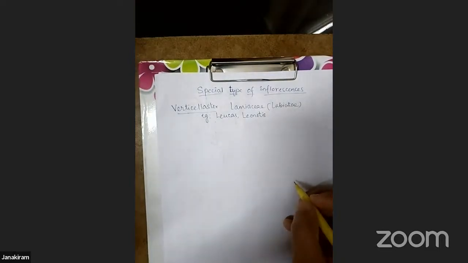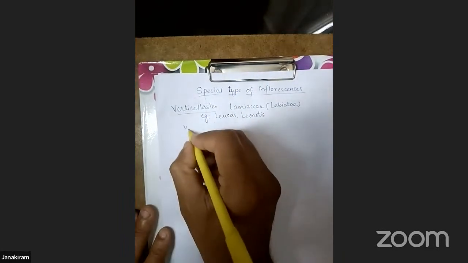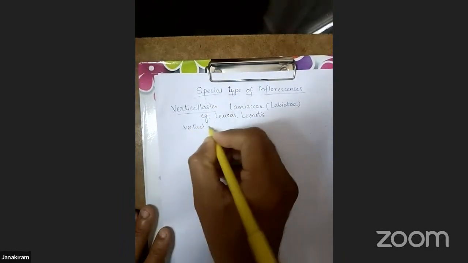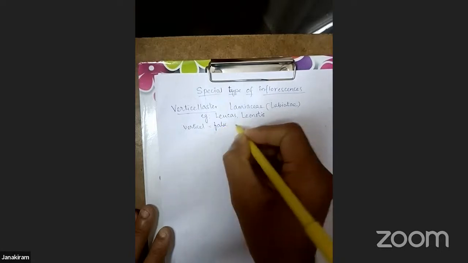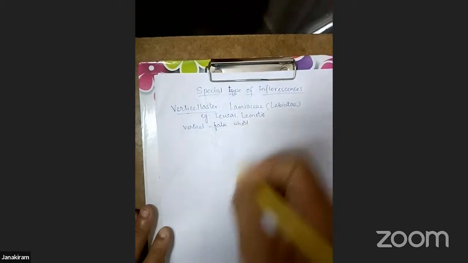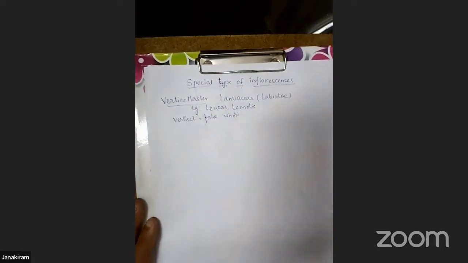Here, why the name verticillaster was given to this type of inflorescence: verticil means false whorl. So a false whorl is formed around the node because of the inflorescence. This type of nature is present. That's why the name verticillaster was given to this special type of inflorescence. Here, let us see the schematic diagram, how it appears to be.